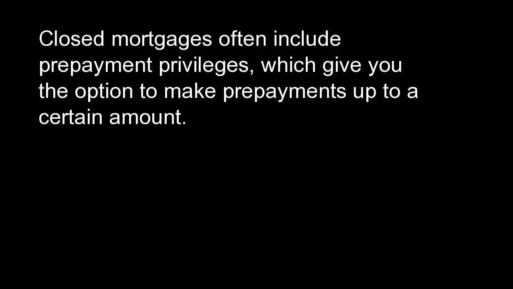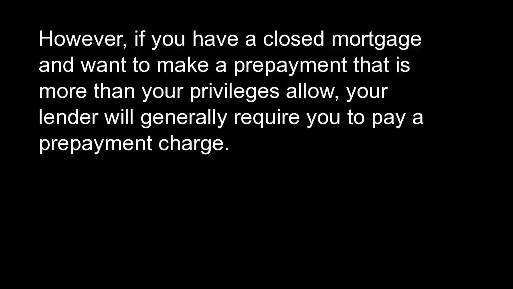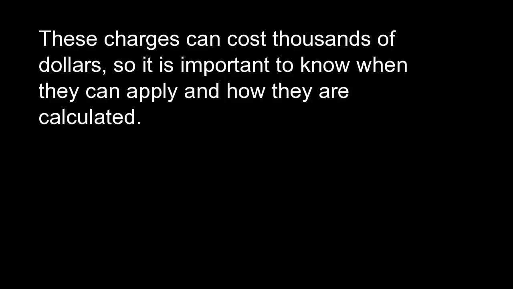Open mortgages allow you to make prepayments whenever you want. Closed mortgages often include prepayment privileges, which give you the option to make prepayments up to a certain amount. By making prepayments, you can save thousands of dollars in interest charges by paying down your mortgage faster. However, if you have a closed mortgage and want to make a prepayment that is more than your privileges allow, your lender will generally require you to pay a prepayment charge. These charges can cost thousands of dollars, so it is important to know when they can apply and how they are calculated.